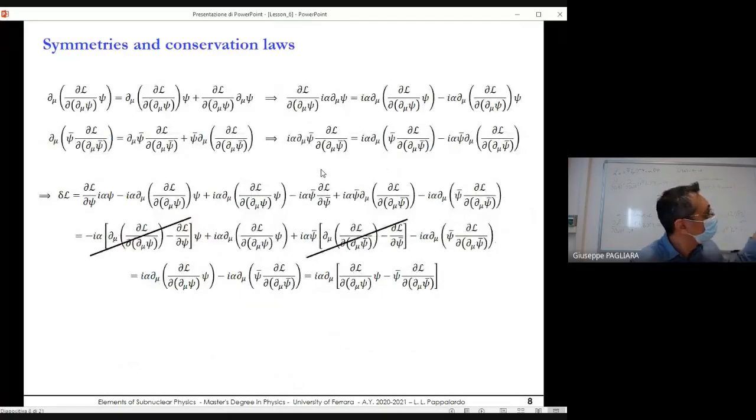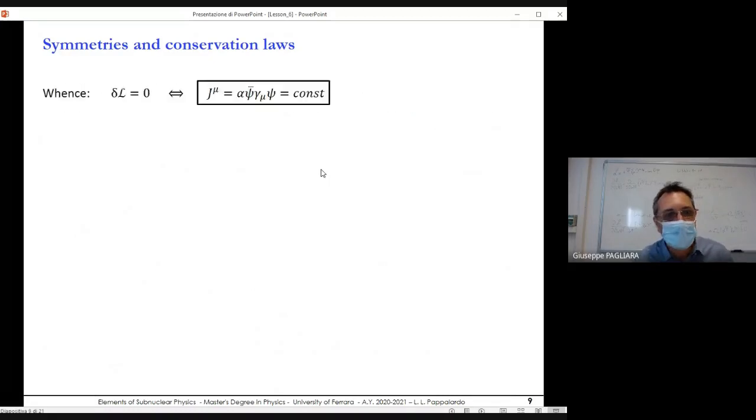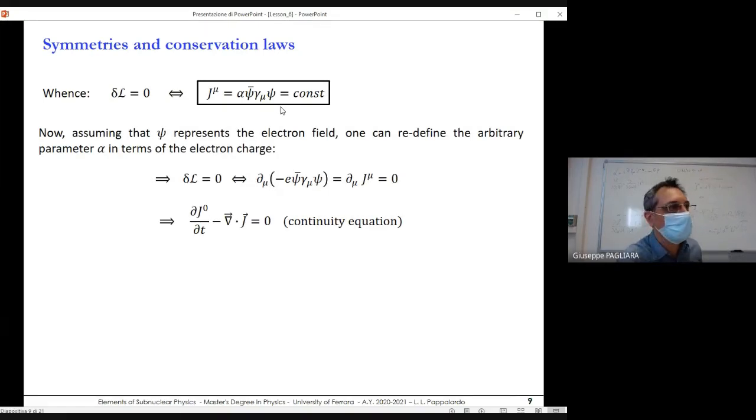Okay, so this is the slide with the algebra that I skipped, but you have all the details here for your happiness. Now, requiring that the Lagrangian is symmetric implies the conservation of this four-current. Now assume that psi represents the electron field. So one can redefine the arbitrary parameter alpha in terms of the electron charge. If you put minus e instead of alpha, what you get here is essentially the electromagnetic four-current, which is conserved. And this is again the continuity equation that we derived from the Dirac equation, if you remember.